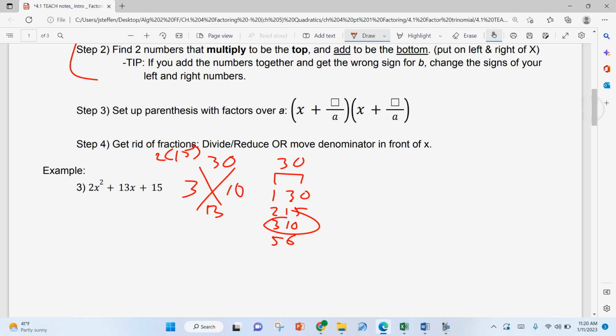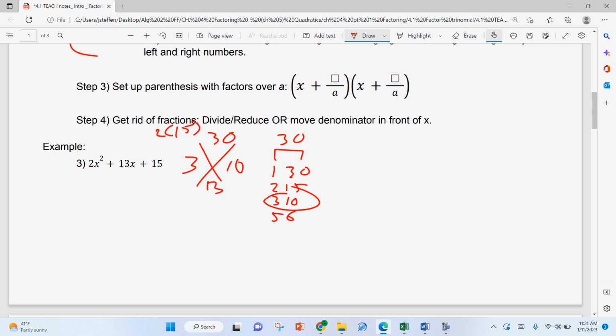So then you're going to take those numbers and put them in your parentheses: x plus 3, x plus 10. Now here's the thing. Today, we're going to be done there. Normally, if there's no number in front, that's going to be your answer. But that's the other thing where a lot of students get used to that, and so that's what they leave as their answer. If there's a number in front, you still have a couple more steps.